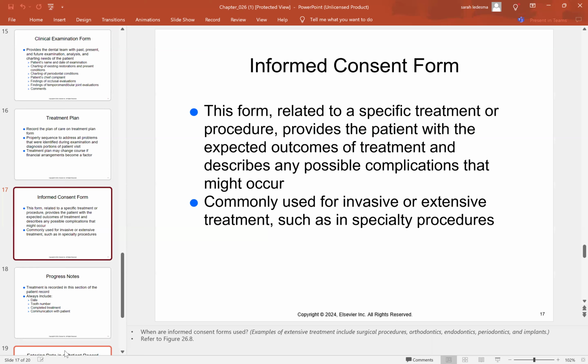Informed consent form. This form is related to a specific treatment or procedure. It provides the patient with the expected outcomes of treatment and describes any possible complications that might occur. This is commonly used for invasive or extensive treatment, such as in specialty procedures.